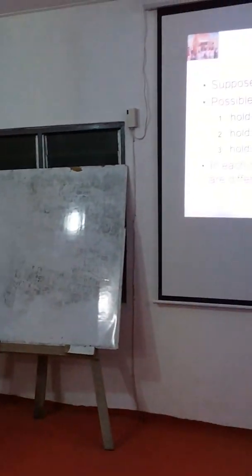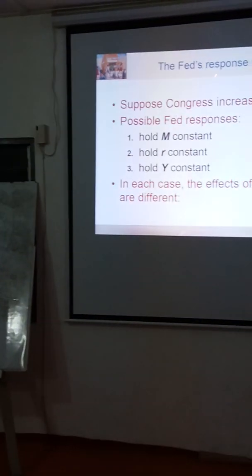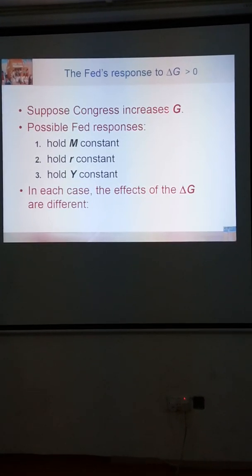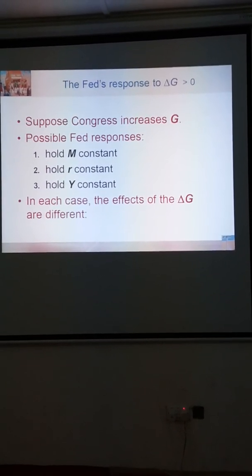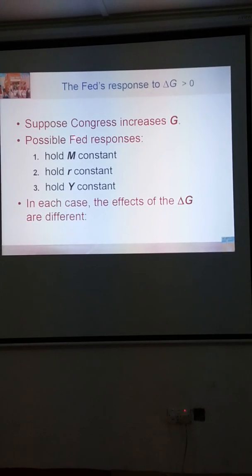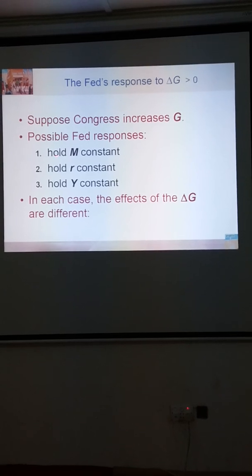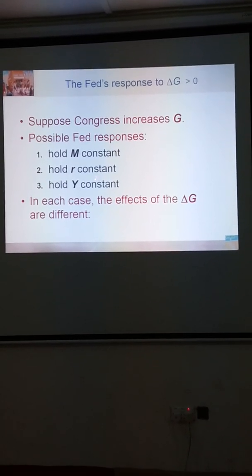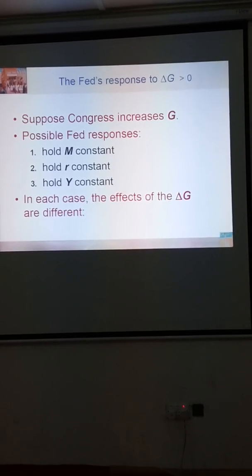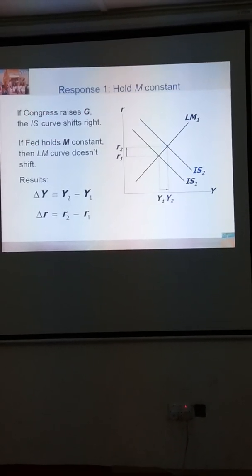the original policy effects. Now we look at a situation where the Federal Reserve, the central bank, will respond to the decision by Congress on expenditure. Suppose Congress increases government expenditure, then the possible central bank responses are to hold M constant, to hold R constant, or to hold Y constant. In each case, the effect of the change in G is different.